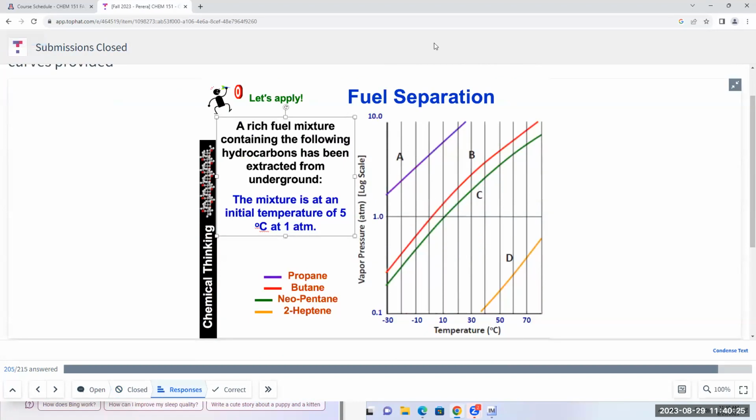Correct answer. Now, the first thing you need to do when you're given a question like this is mark the point. Your initial conditions are given here, 5 degrees Celsius and 1 atm. It's given in the question as well. So this is 5 degrees over here and the 1 atm line is over here. That will put me just below the B vapor pressure curve.